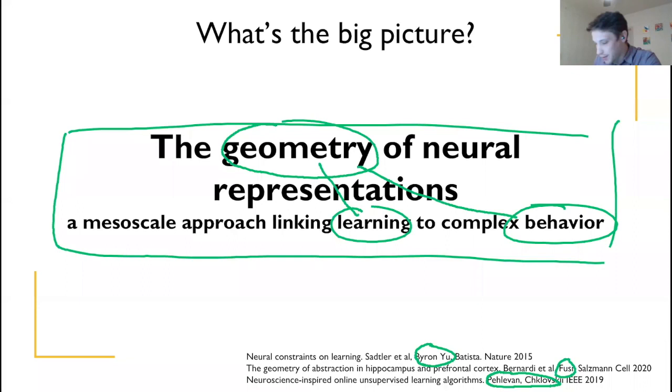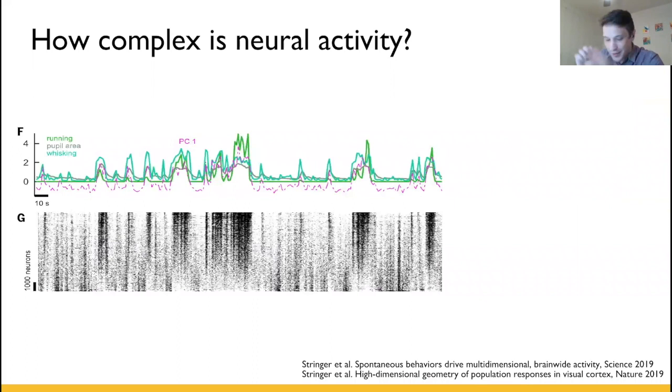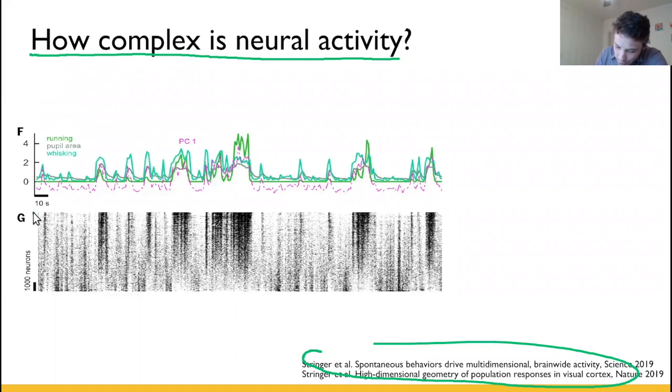To set up my talk, I want to pose a specific question, a dichotomy actually. Let's start by asking ourselves, how complex is neural activity? Recently there have been a couple of very influential studies from the lab of Carandini and Harris, where they studied a lot of neurons. Here, what you see on this figure is the activity of 10,000 neurons simultaneously recorded over time. They nicely arranged these neurons to show how the first principal component, depicted in purple, is very much aligned with behavioral components, such as running, pupillary, and whisking.